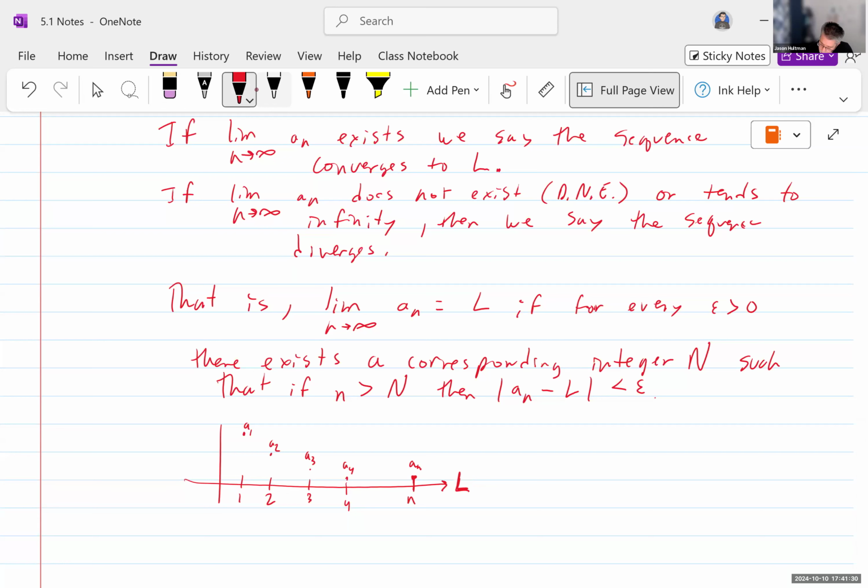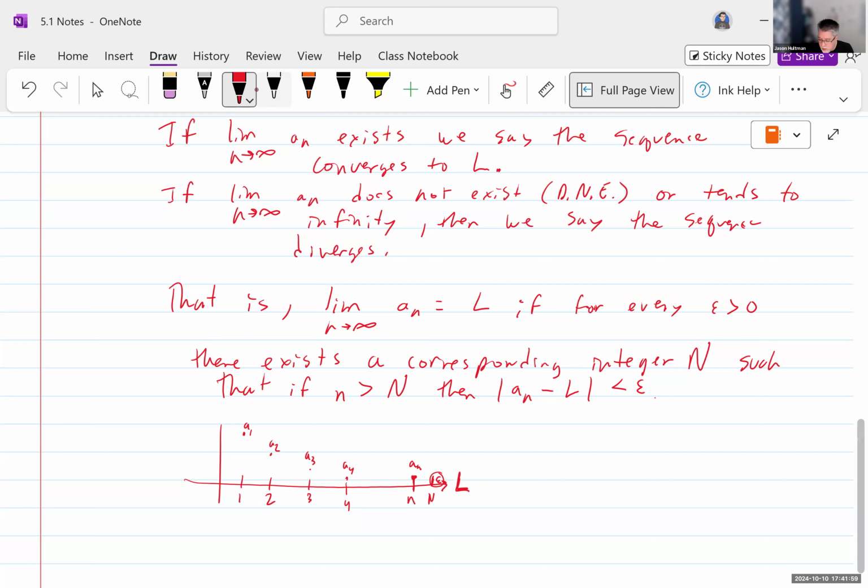For every epsilon, there exists a corresponding integer n, so that a sub n minus L is less than epsilon. In order to get epsilon, again, it's kind of hard to see because things are decreasing. I would have to take the next integer after n, and that's going to get me a smaller value that's closer to the limit.